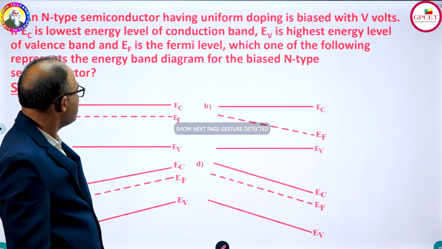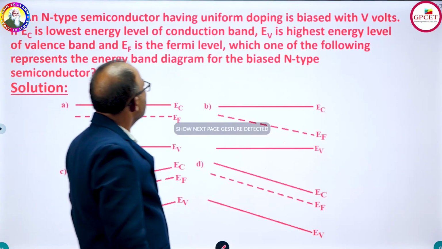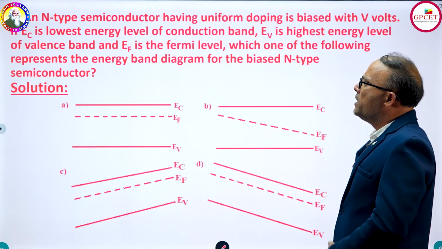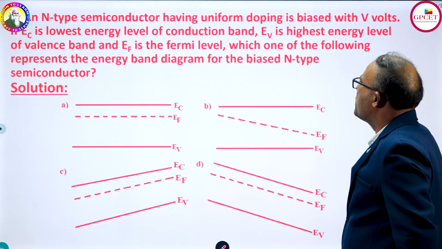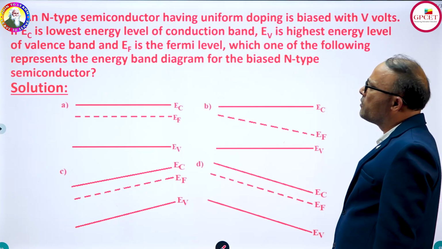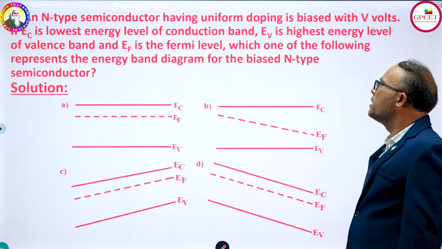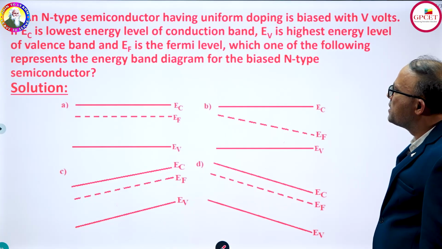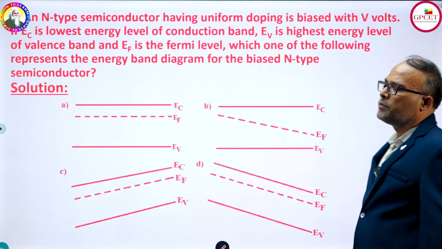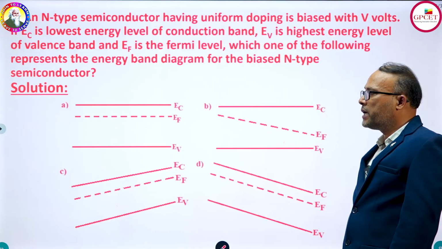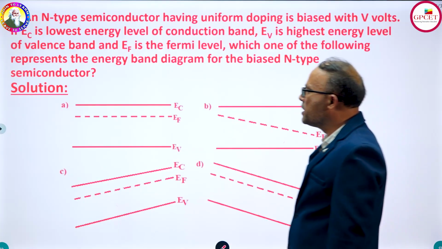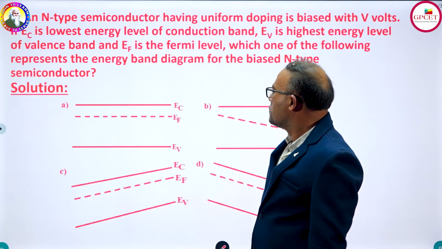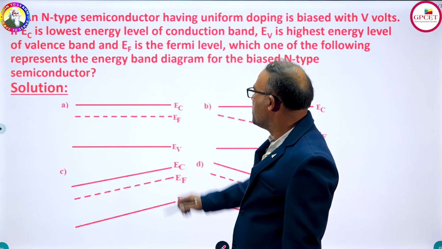Next, an n-type semiconductor having uniform doping is biased with V volts. If EC is the lowest energy level of the conduction band, EV is the highest energy level of the valence band, and EF is the Fermi level, then which one of the following represents the energy band diagram for the biased n-type semiconductor? Let us see for the biased n-type semiconductor. See the first option A: EC, EF. EF is very near to EC, and EV is here.